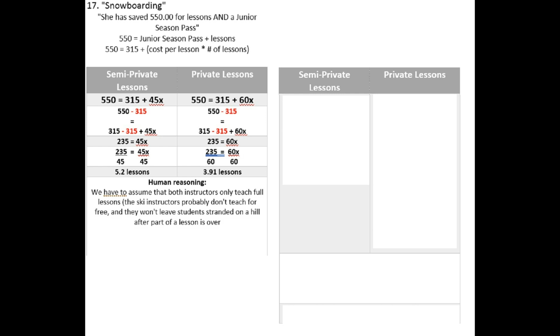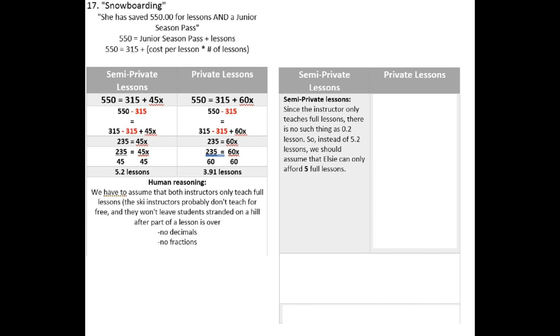We have to assume that both instructors only teach full lessons. So they're not going to teach for free, and they're not going to teach a piece of a lesson because that's going to leave somebody stranded on a hill somewhere. So we're not going to use our decimals or our fractions. So with the semi-private lessons, we came out with 5.2. There's no such thing as 0.2 lessons. All right, so instead of 5.2, we're just going to use the number 5.